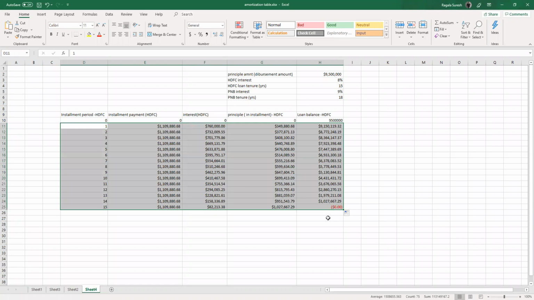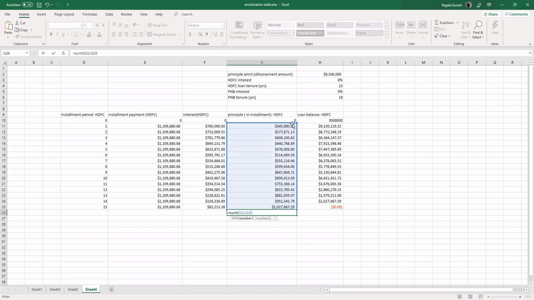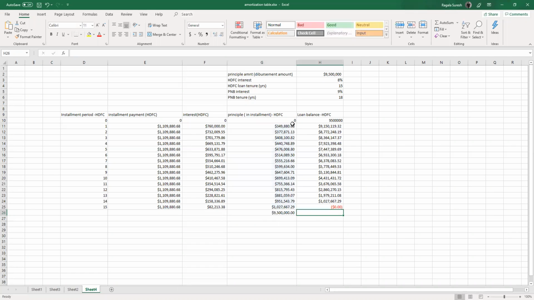Exactly at the 15th term the principal became zero, and the loan balance is 0. And if you look at the sum of the principal, 95,00,000 matched. Can you see this? It means the total principal amount is paid.